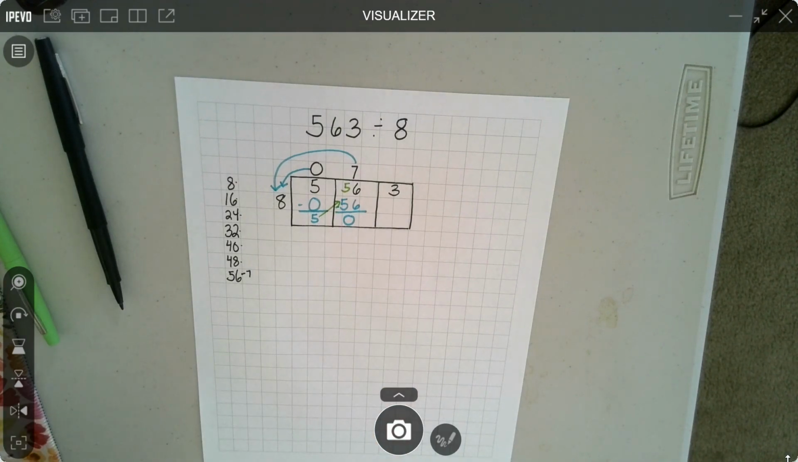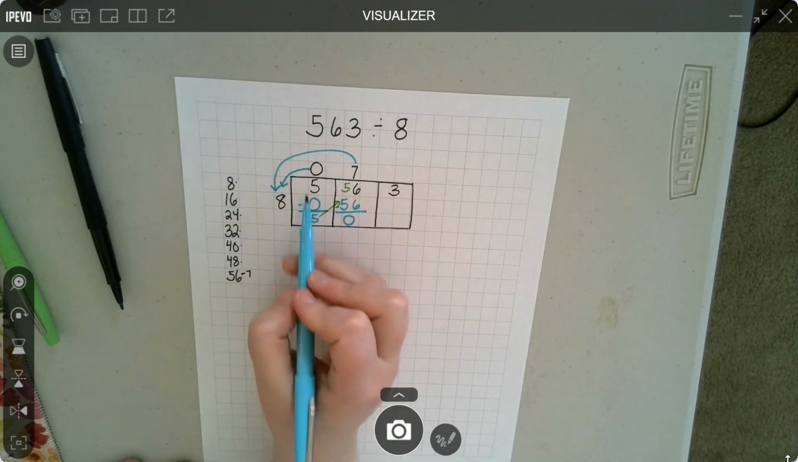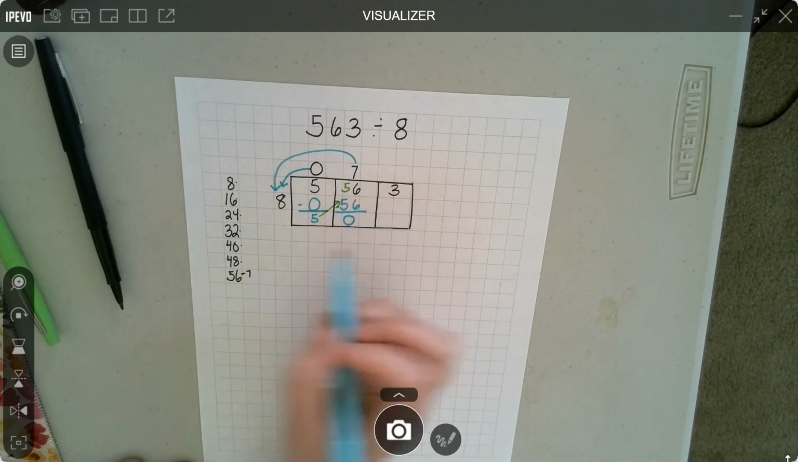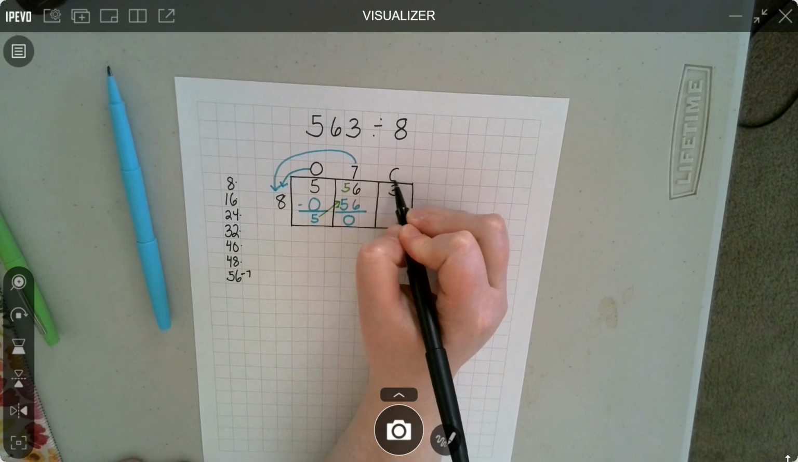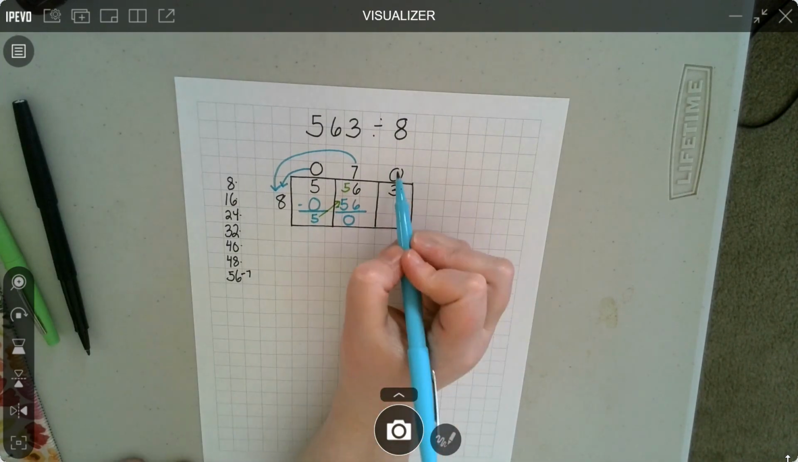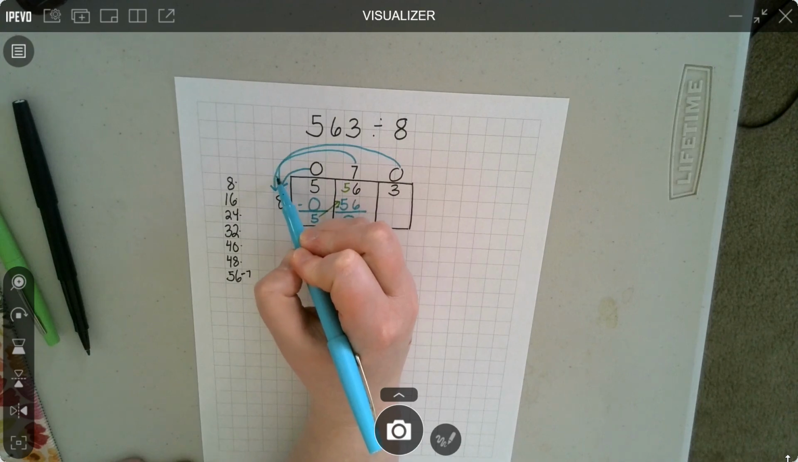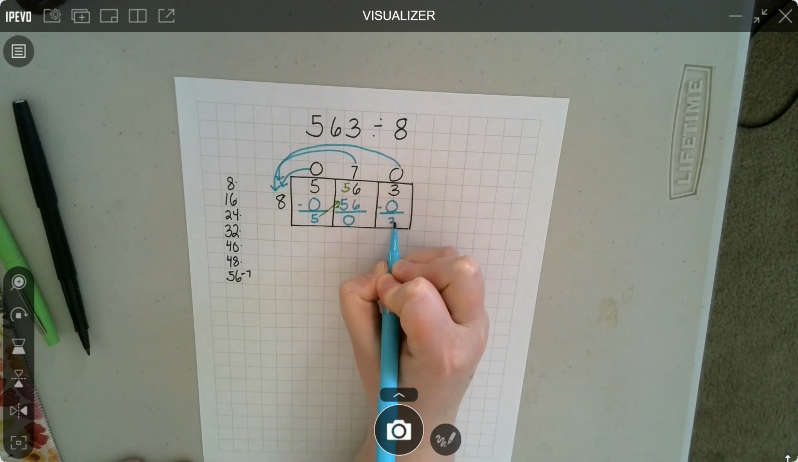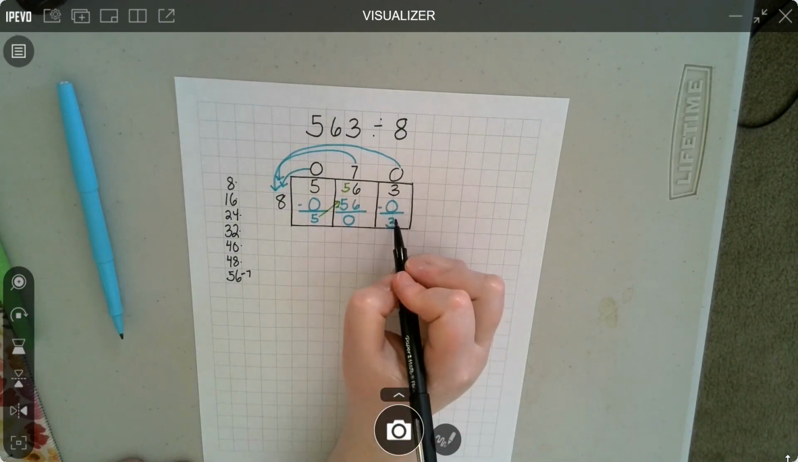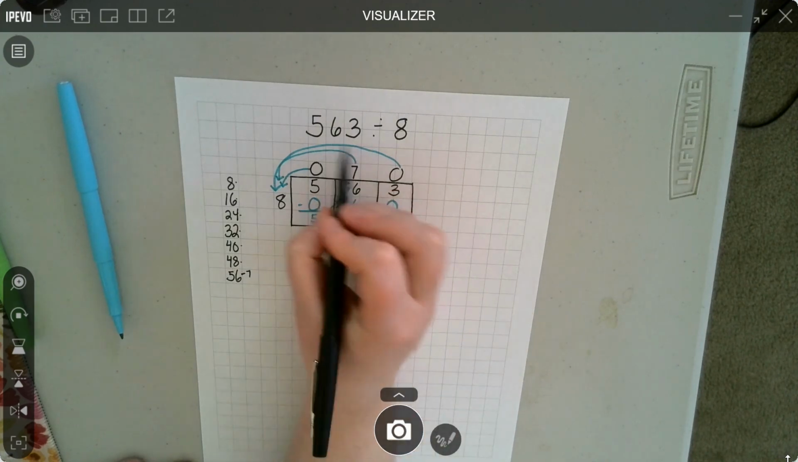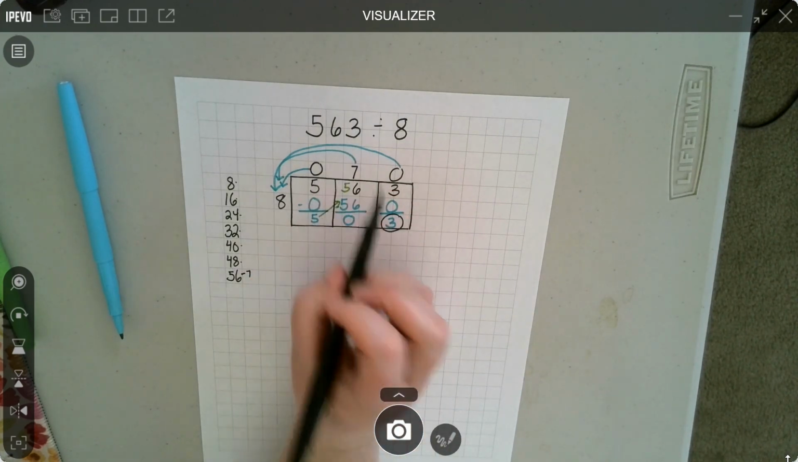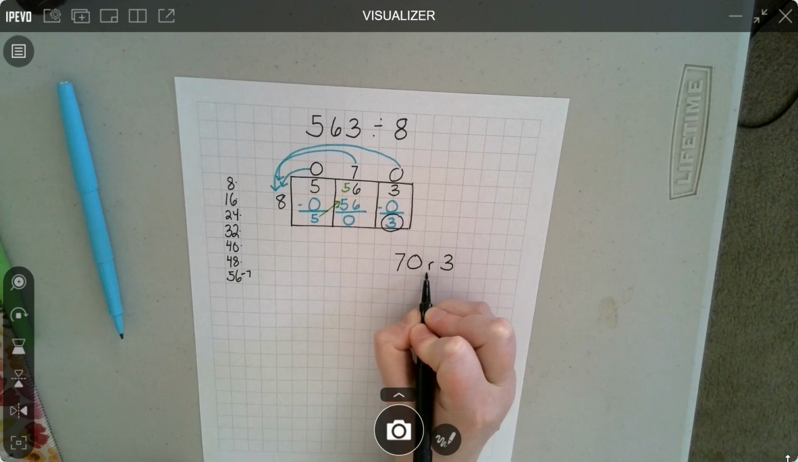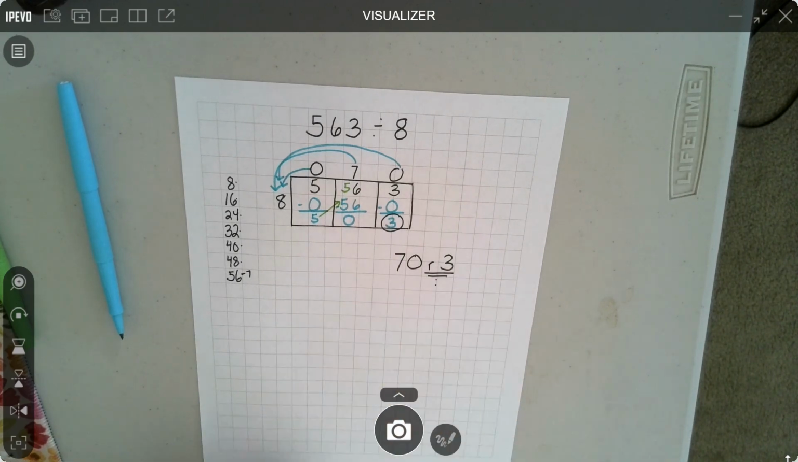And now I'm going to ask myself, how many times can 8 go into 3? Well, just like we had the problem with 5, the first multiple of 8 is already too big. 8 is over 3. So I'm going to put a 0 there to represent that 8 cannot go into 3 at all. 0 times 8 is 0. Subtract that out. I'm left with 3. Now remember, this is our last box, so this is the remainder. So the answer to 563 divided by 8 is 70, remainder 3. Remember, you have to include that remainder in it.